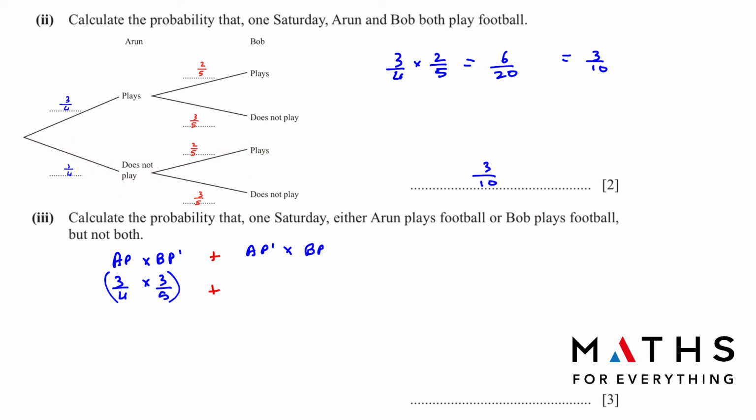What is that? 1 over 4 multiplied by 2 over 5. So if you're going up branches like that, we multiply. When you change the branch, the plus comes in the middle. This will give us 11 over 20. Very easy.